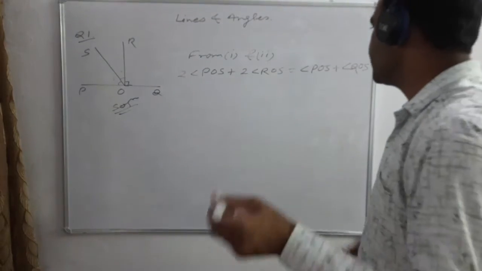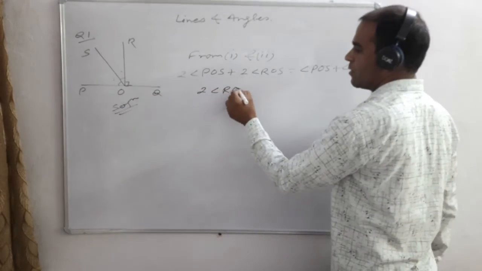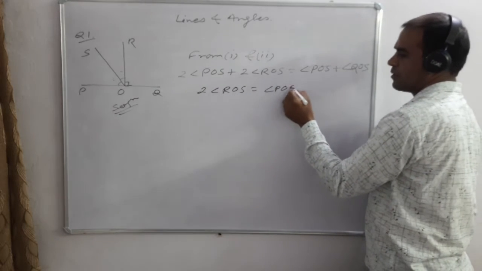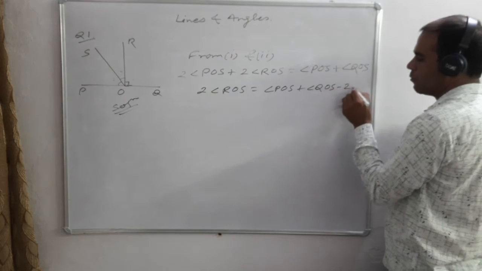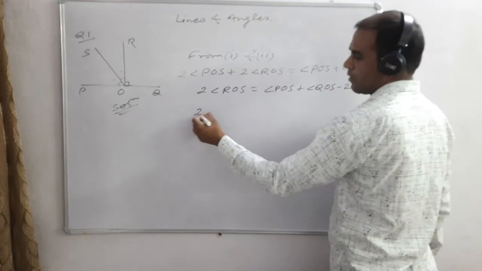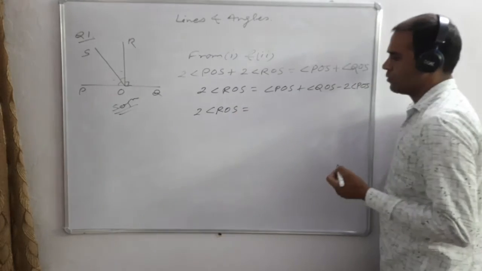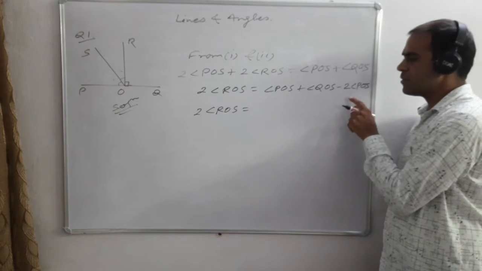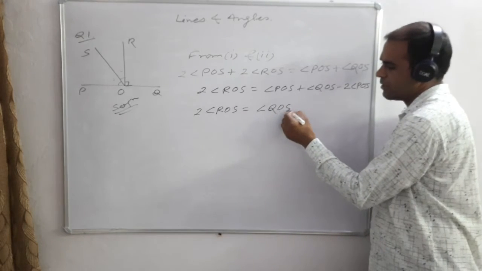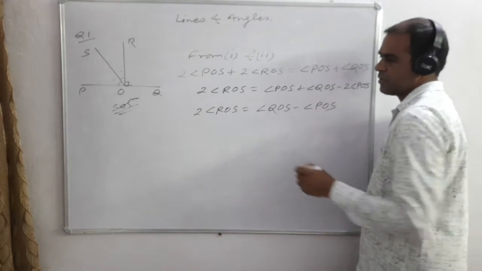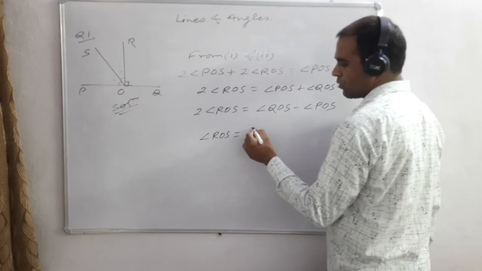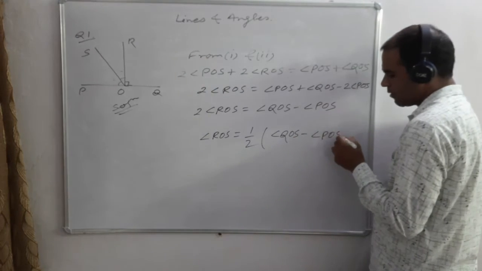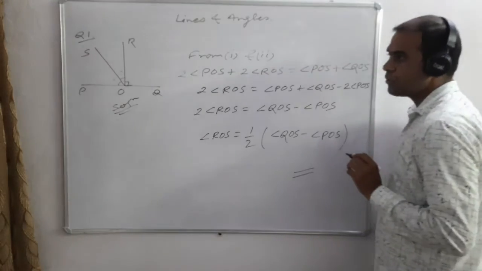And transpose this term, twice angle ROS to the LHS, and transpose twice POS. Angle POS plus angle QOS minus twice POS, and twice angle ROS equals 1 times POS minus 2 times POS, whose difference is minus POS. This is QOS minus angle POS. So angle ROS equals half of angle QOS minus angle POS. This is the first question.